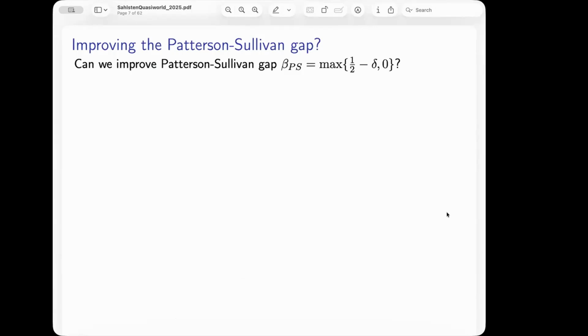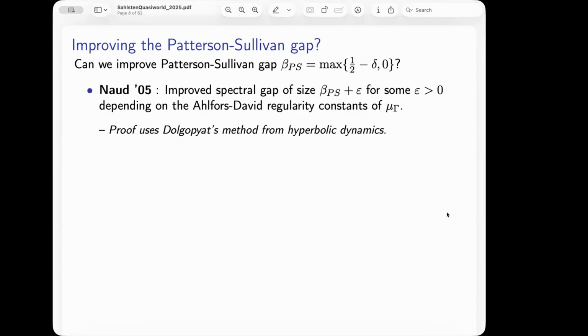I think there are many ways, but I would put Frédéric Naud's paper as the really important work that gives an improvement over this pressure gap. So you can slightly move the line down. You can't get all the way to, well, we'll talk about what the possible optimal spectral gap is, but you can slightly improve it.